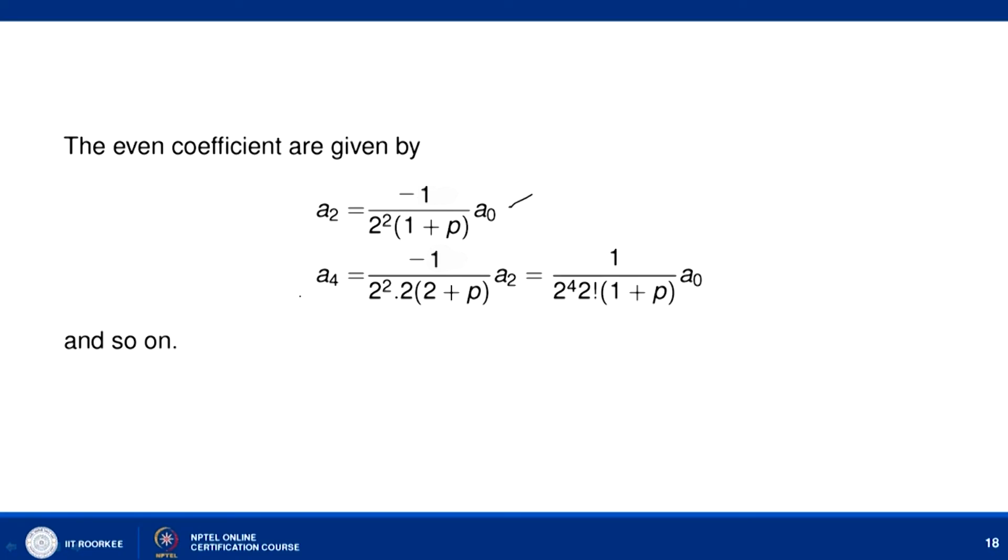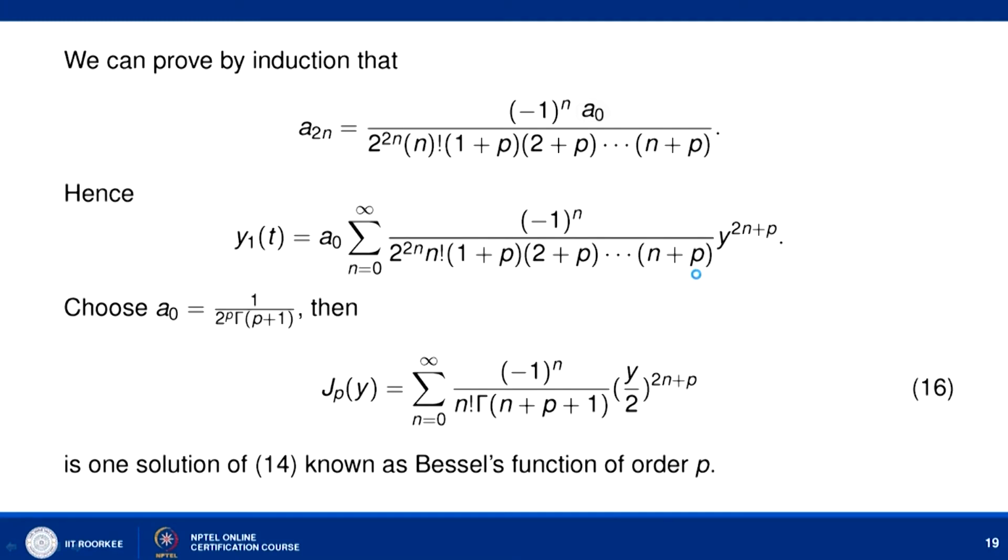Similarly, you can calculate a4 using a2. So a4 is minus a2 upon 2² (2 + p), and if you put the value of a2, it is 1 upon 2⁴ 2! (1 + p)(2 + p) into a0, and so on. In this way we can find all the even coefficients. So a2n is equal to (−1)ⁿ upon 2^(2n) n! (1 + p)(2 + p) up to (n + p), times a0.